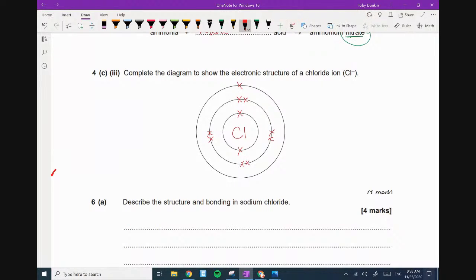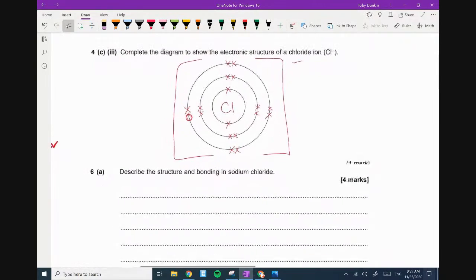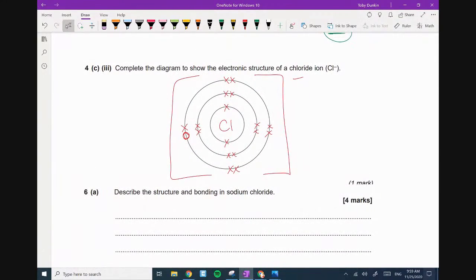And then there would normally be, for a chlorine atom, there would be 7. That's a chlorine atom. But for a chloride ion, it gains a circle. Put it in a square bracket and add the 1 minus. Lots of students forget the square bracket and the charge, and it needs to be there. All that there for 1 mark.